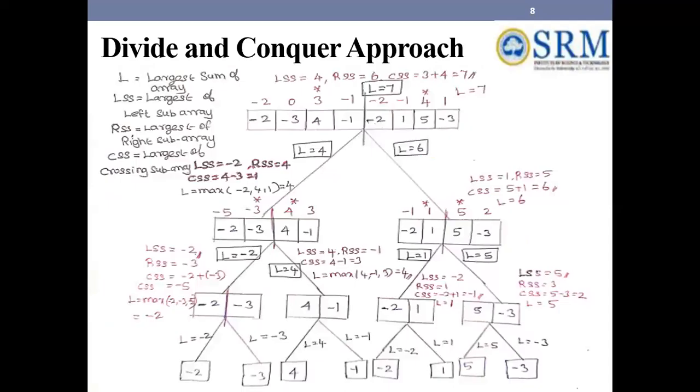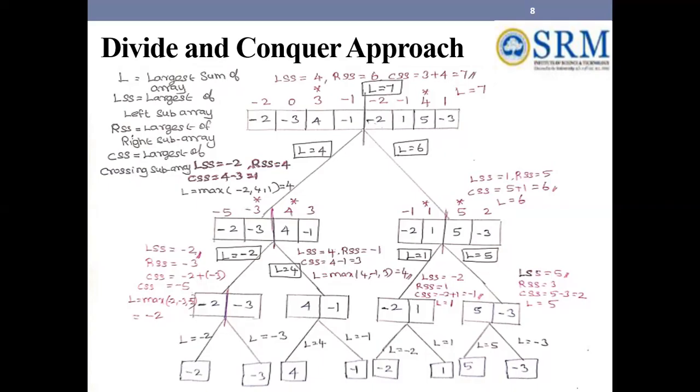And let's see an example of how it works. Initially we have 8 elements. Divide into 4, 4. Again divided into 2, 2. Again divided into 1, 1. So this is the first division step. The given array is divided into n by 2 sub-arrays till we have a single element. See the last level, that is a single element. That's a leaf node: -2, -3, 4, -1, -2, 1, 5, -3. These are the nodes at the leaf level.